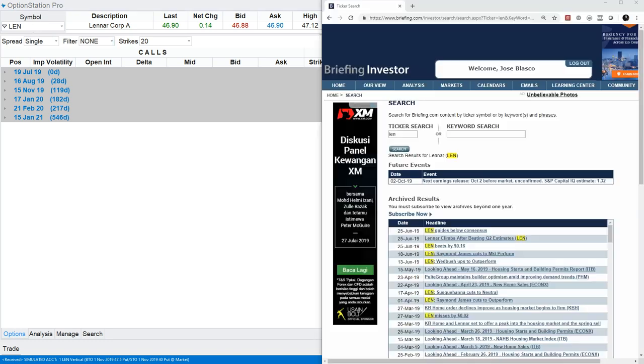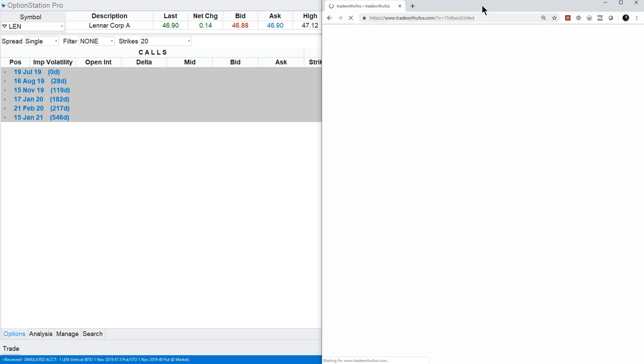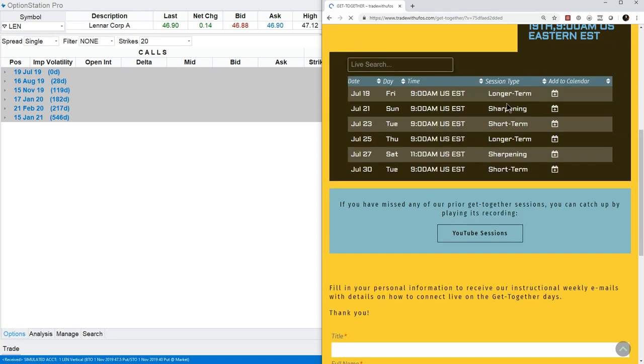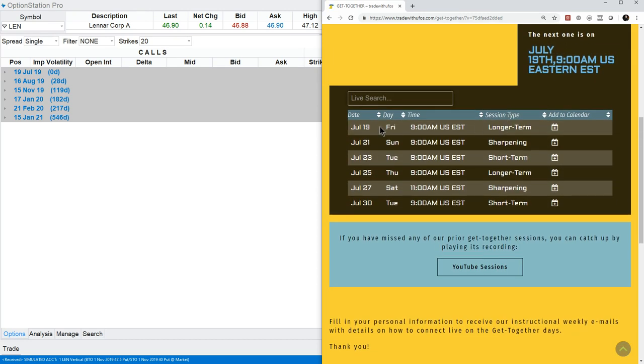Let me show that quickly in the calendar for you guys. So tradewithufo.com, this is our website, as I'm sure you know. Get together, this is the button that drives you to the place where you have the calendar. Here's the calendar. Sunday, 9 a.m. Eastern time for sharpening, and that's on the 21st. Okay, so see you in a couple of days. Tomorrow is Saturday, so we have a break, but see you again on Sunday for sharpening purposes, and we will have the August calendar uploaded very soon.